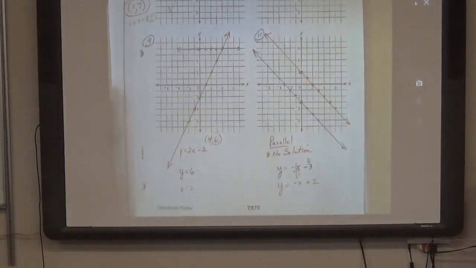Okay, does that make sense? And that's what you have to write for your answers, no solution. Can you check that? No, you can't. There's nothing to check. There's no point to check. All right? Number 13.